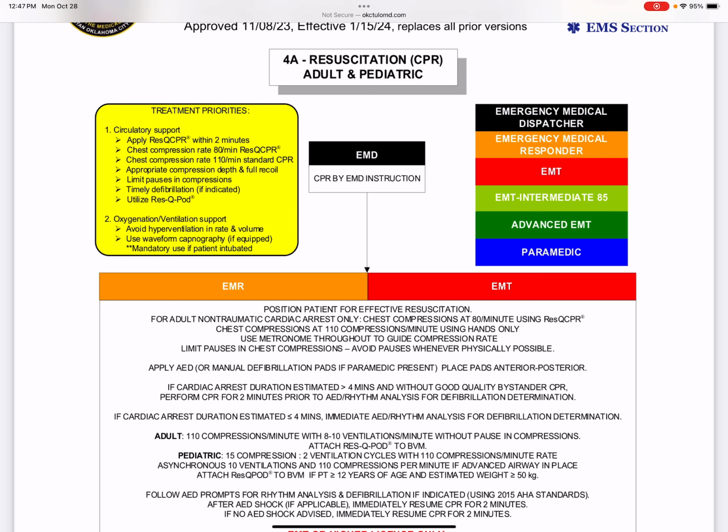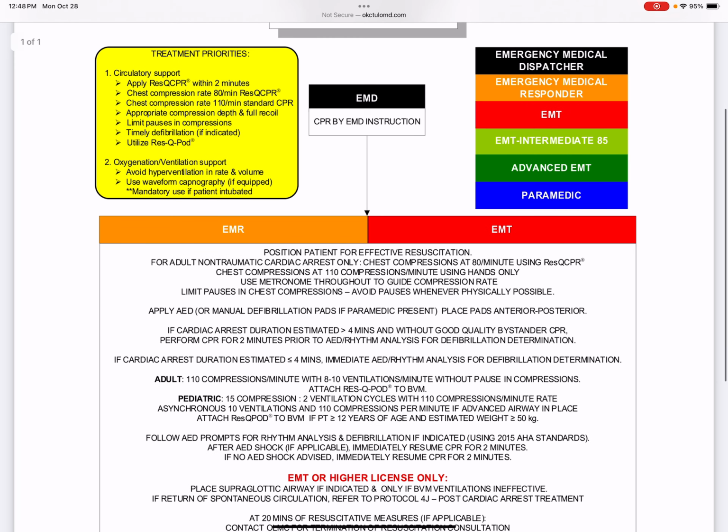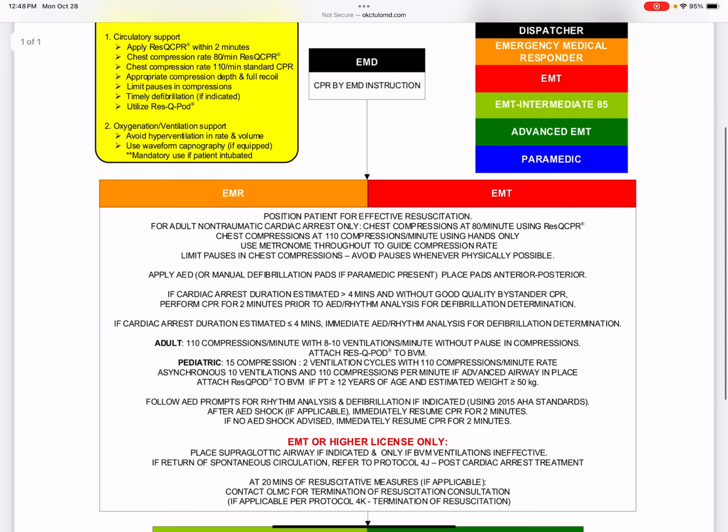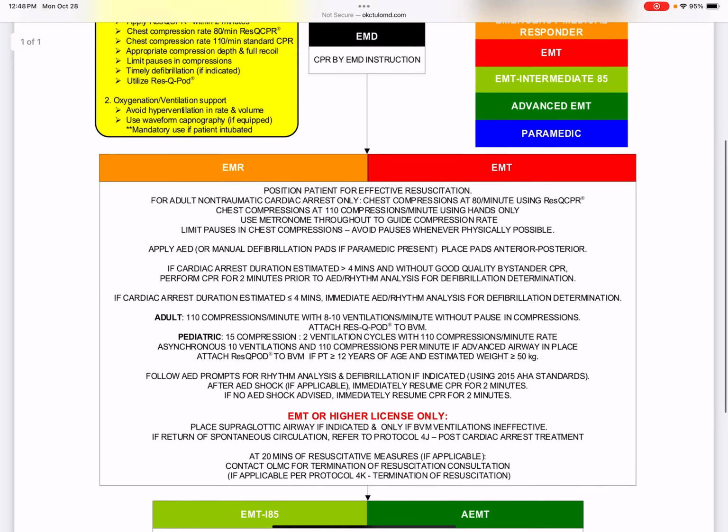Anytime you're using the rescue pump, you have to use the rescue pod. You cannot use the rescue pump without the rescue pod. The rescue pod, we will show you how to do this later on when we start doing our mega codes and training and stuff like that. It just attaches right on top of the BVM. So just remember, you cannot use the rescue pump without the rescue pod.